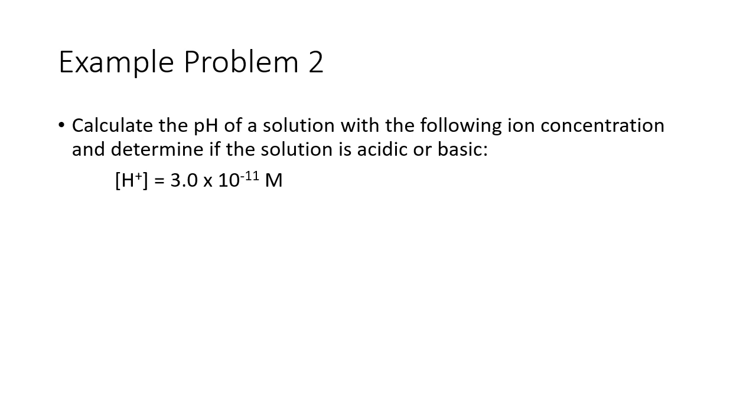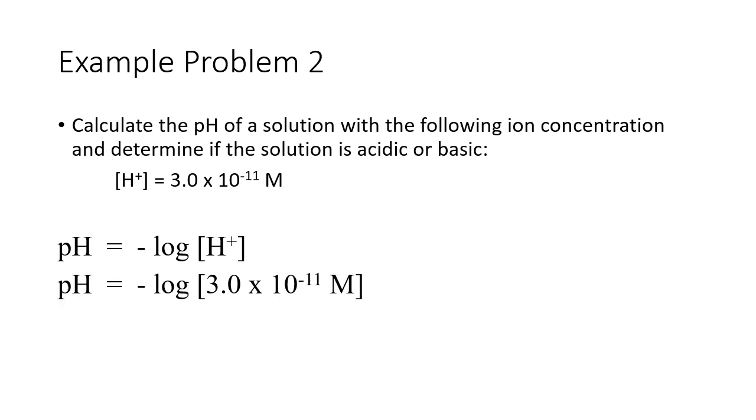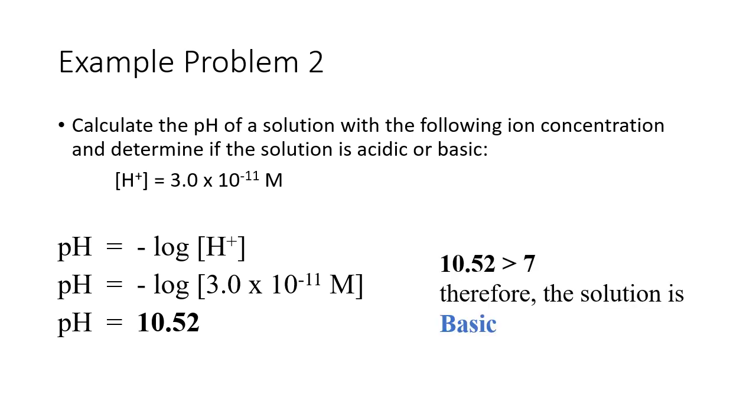Once again, we'll start by writing down our equation. pH equals negative log of the concentration of H plus. We'll plug in our values. pH equals the negative log of 3.0 times 10 to the minus 11 molar. And putting that into our calculator, we get pH equals 10.52. Now, is this solution acidic or basic? Since 10.52 is greater than 7, the solution is going to be basic.